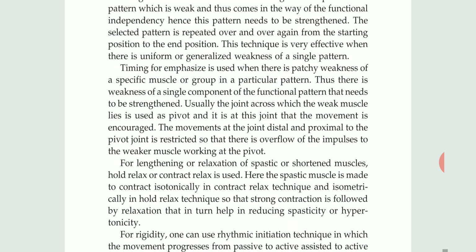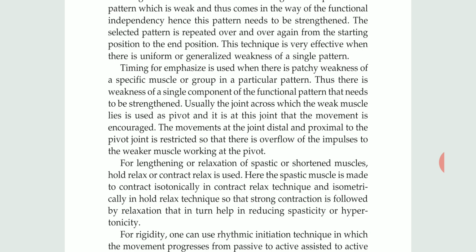Timing for emphasis is used when there is patchy weakness of a specific muscle or group in a particular pattern. Thus, there is weakness of a single component of the functional pattern that needs to be strengthened. Usually, the joint across which the weak muscle lies is used as the pivot, and it is at this joint that the movement is encouraged.